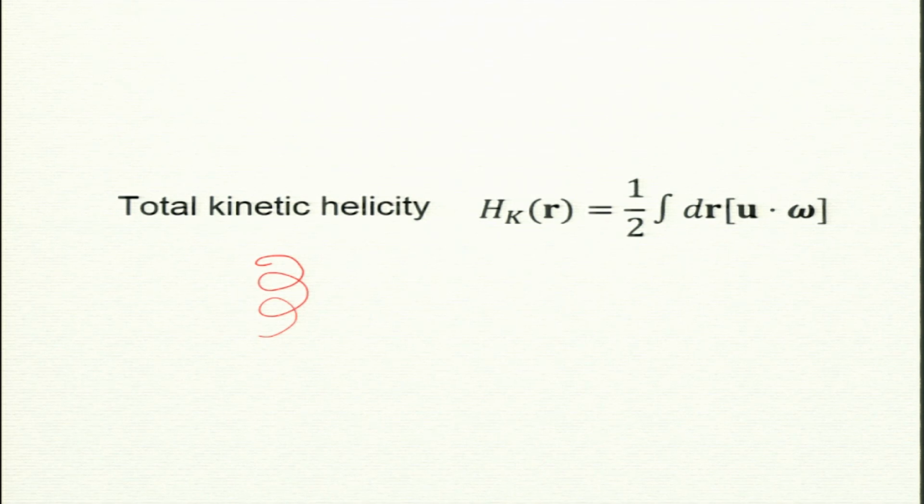And for viscosity equal to 0, total kinetic helicity is conserved in 3D. Of course, in 2D it is 0, right, omega is along z and u is in xy, so it is 0.